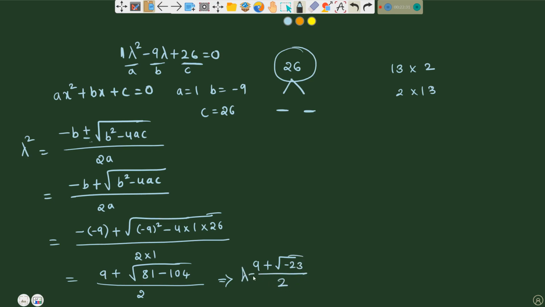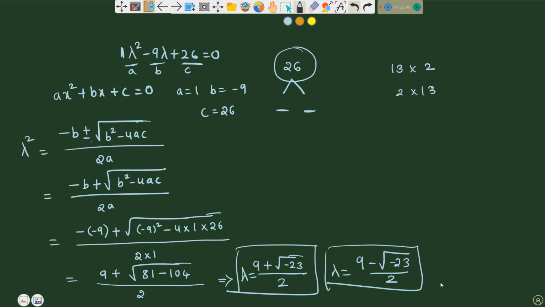This is one lambda. If you want another lambda, 9. First we have taken plus, right? Next you have to take minus. So 9 minus under root minus 23 divided by 2. This is how you have to find the characteristic equation and characteristic roots from the given matrix.